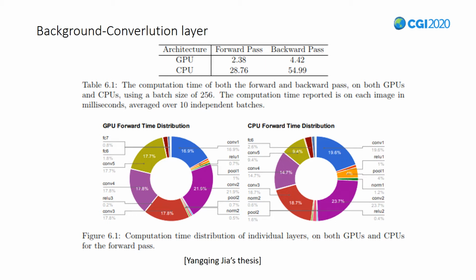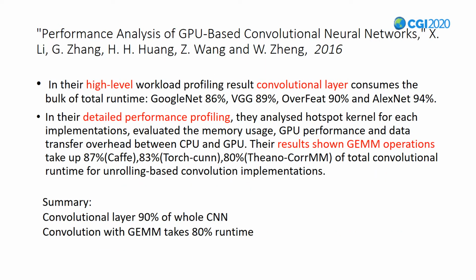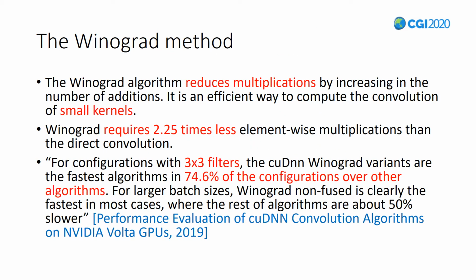These layers use general matrix-to-matrix multiplication, the so-called GEMM method. Another paper conducted a comprehensive comparison of CNN implementations over a wide range of parameter configurations. In their performance profiling, GEMM operations take up more than 80% of total convolutional runtime. So we realized that convolutional computation is an important part of CNN.